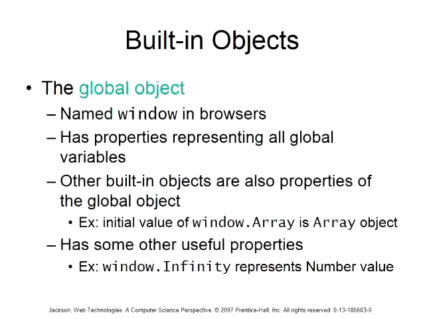So the global object in JavaScript is named window in browser and has properties representing all global variables. Other built-in objects are also properties of the global object. For example, the initial value of window.Array is the Array object. Window.Infinity represents a number value, etc. So keep in mind that the global object in JavaScript is the object window.